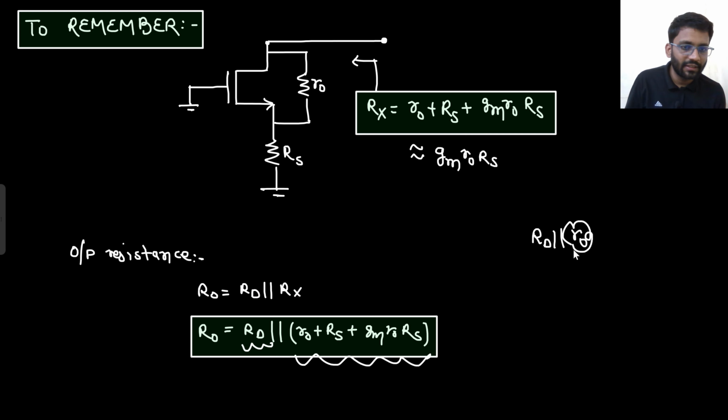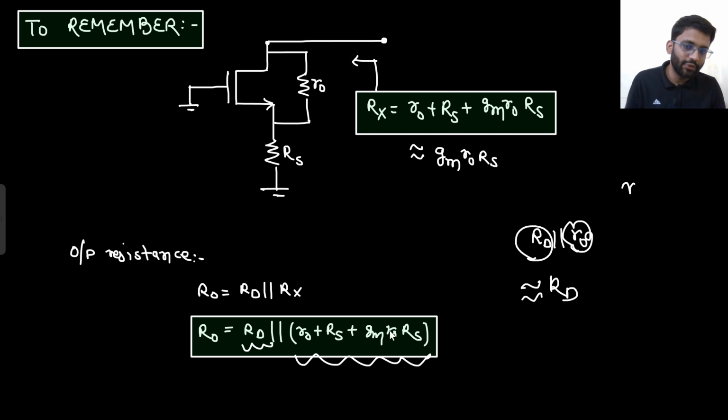So, R0 is larger than RD. RD is a very small resistance that you can put. R0 is generally larger than RD. R0 is a very high value, near to infinity. So what happens? Approximately, it is equal to RD.